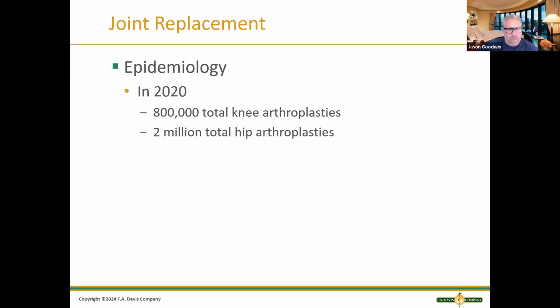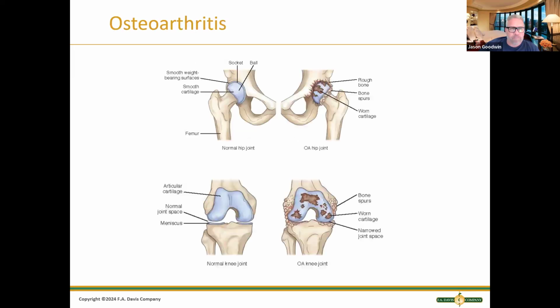Okay, joint replacements. So in 2020, there were 800,000 total knee arthroplasties. Arthroplasty means joint replacement, so that's a knee replacement. And then 2 million total hip arthroplasties. So that's a hip replacement. Okay. Common areas could even include the shoulder, elbow, ankle, or wrist. And there are more women than men that get this.